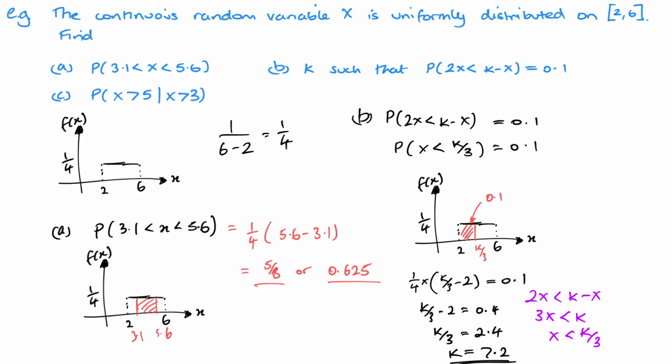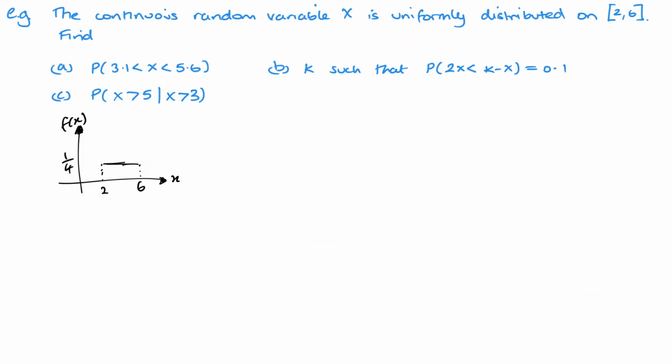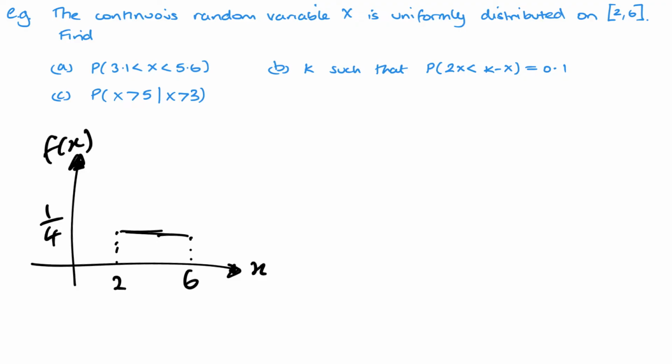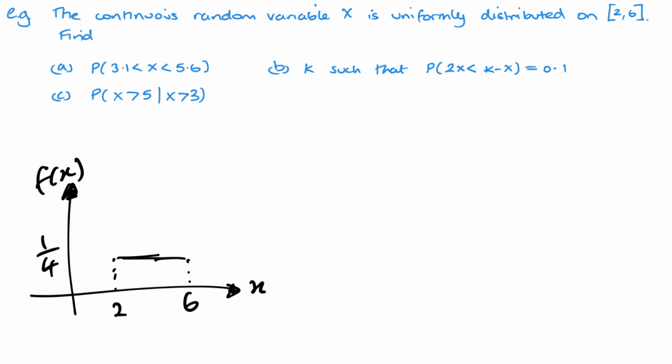Let's now have a look at part C, which is where people tend to have the most difficulties. Here we have the probability that x is greater than 5, given that x is greater than 3. There are two ways of doing this, and I'm going to show you the way I tend to do it, and a more traditional way of doing it. First, let's just enlarge this diagram to make it a little bit easier.